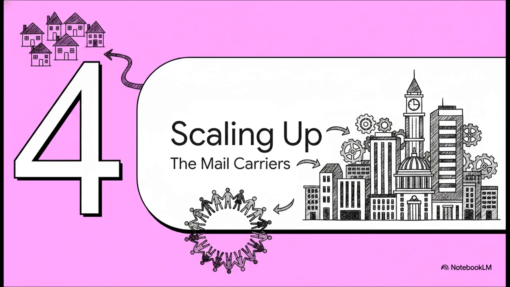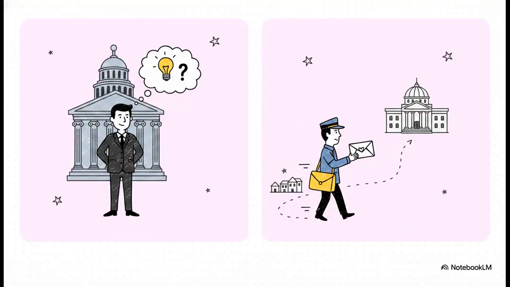Section 4, scaling up. So this system works great for a local neighborhood council. But what happens when you need to run an entire city? Well, the solution lies in the fundamental difference between a representative and a delegate. In traditional systems, you elect a representative, and they go off to the Capitol to make decisions on your behalf. But in direct democracy, communities send delegates. And this brilliantly illustrates the mail carrier analogy. A delegate is literally just a mail carrier.